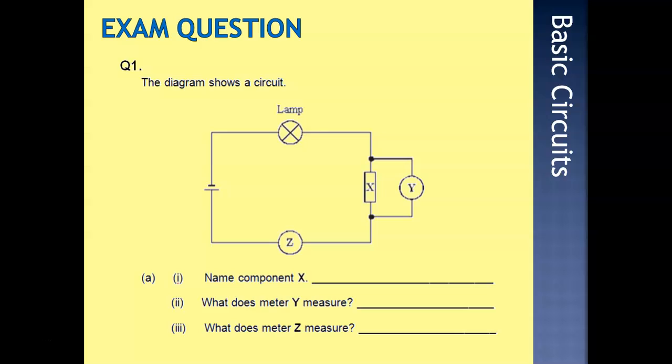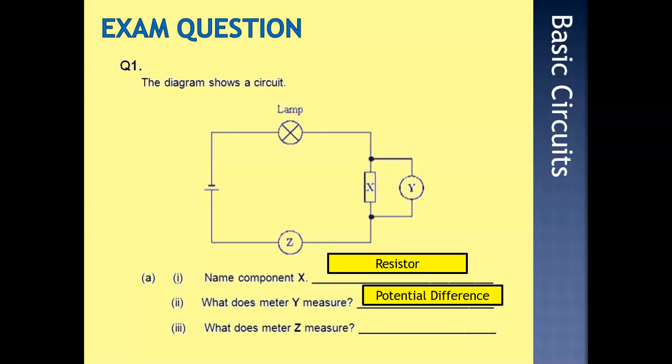Okay, quick exam question. If you pause the video and attempt this question for me. So if you pause the video now. Okay, component X. Component X is a resistor. Meter Y. Meter Y would be a voltmeter, so it would measure potential difference. And meter Z connected in series, it would measure current.